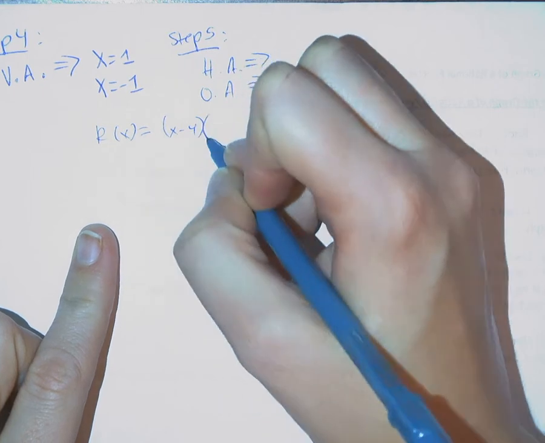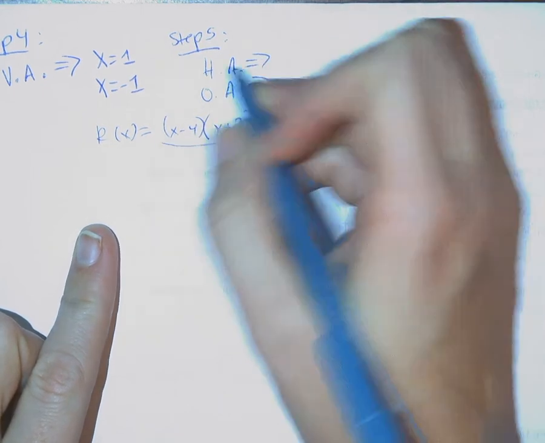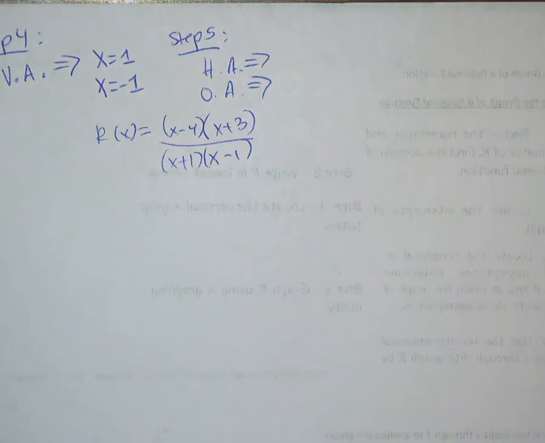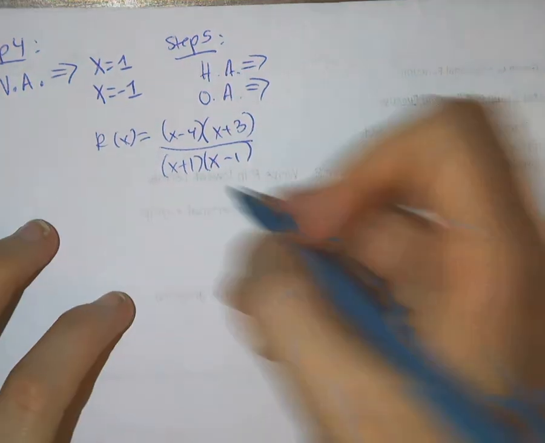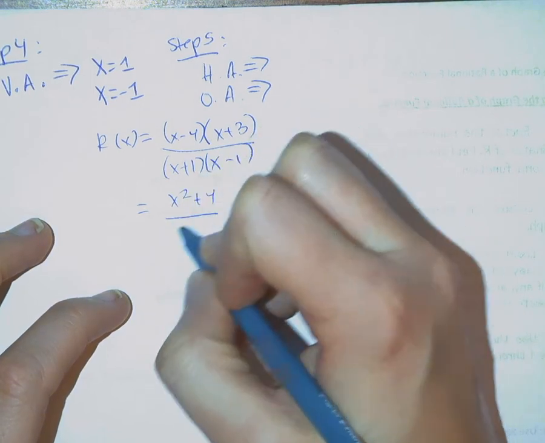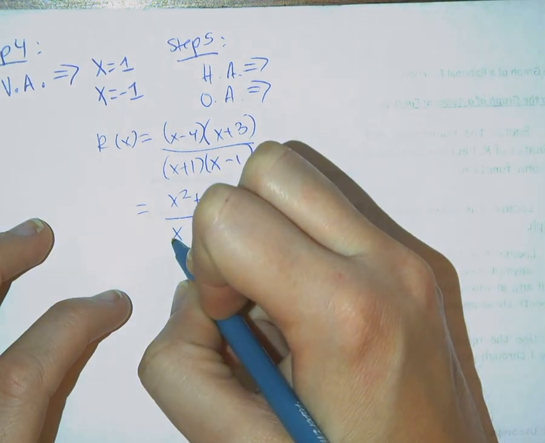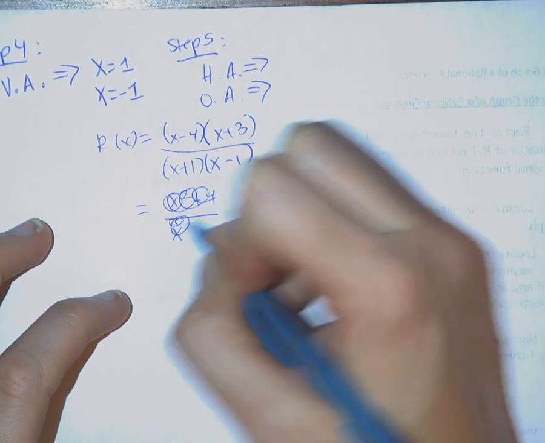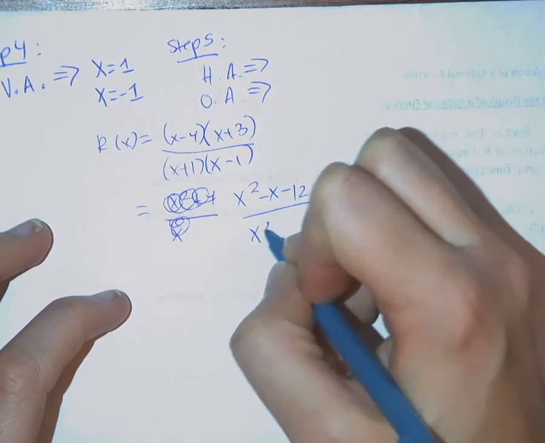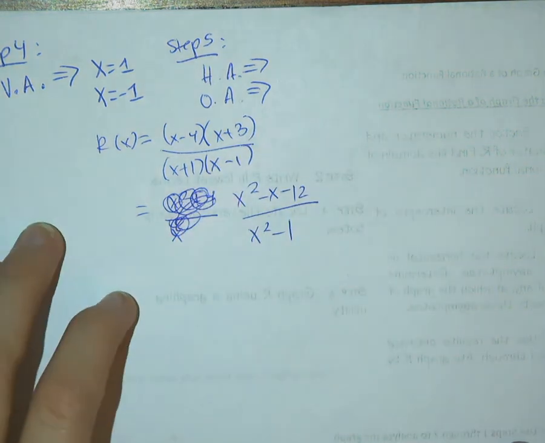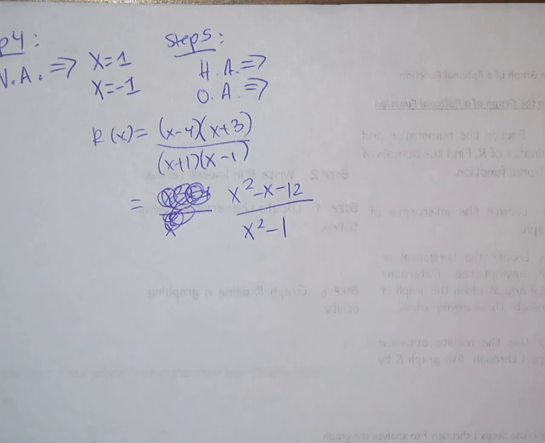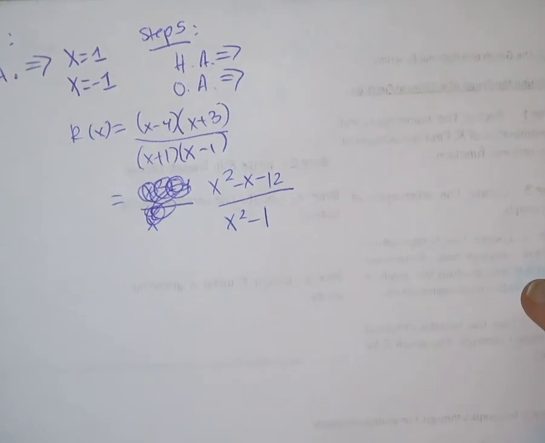x minus 4 times x plus 3 over x plus 1 times x minus 1. Or, before we factored, x squared minus x minus 12 over x squared minus 1. Okay, so that was our rational function to keep in mind as we find a horizontal and oblique asymptotes.